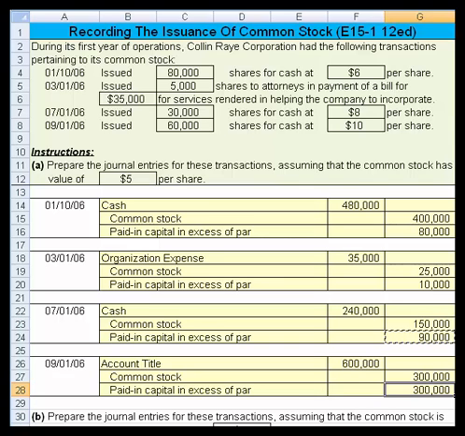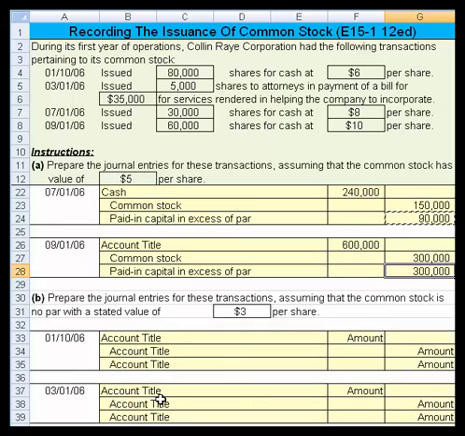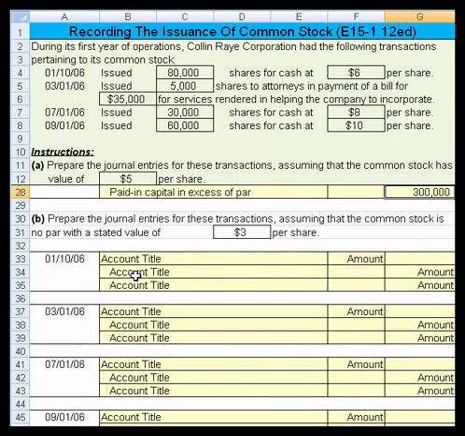That takes care of Part A. Now let me slide a little bit and we'll tackle Part B. Part B says prepare the journal entries for these transactions, assuming the common stock is no par with a stated value of $3. That changes it a little bit, but we can still work through this. The cash amount is still the same in all of these. We get 80,000 times 6, which is 480,000. The March 1st organization expense is still the same, still going to be equal to the 35,000.